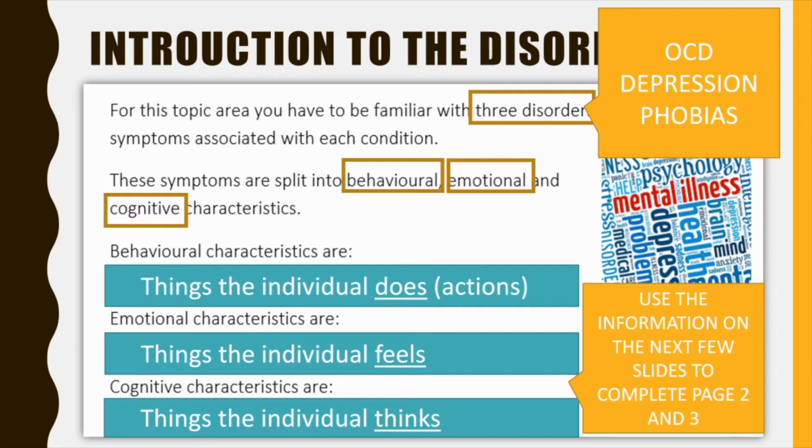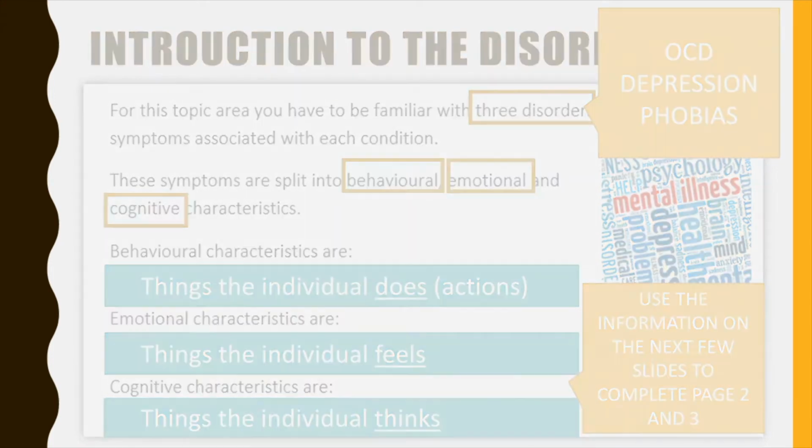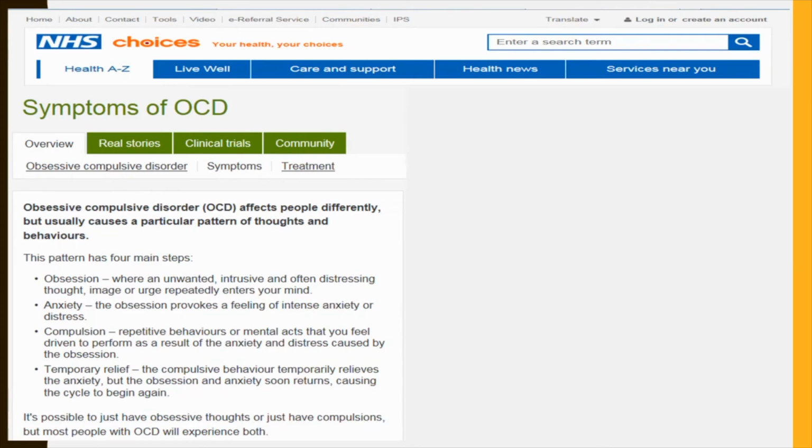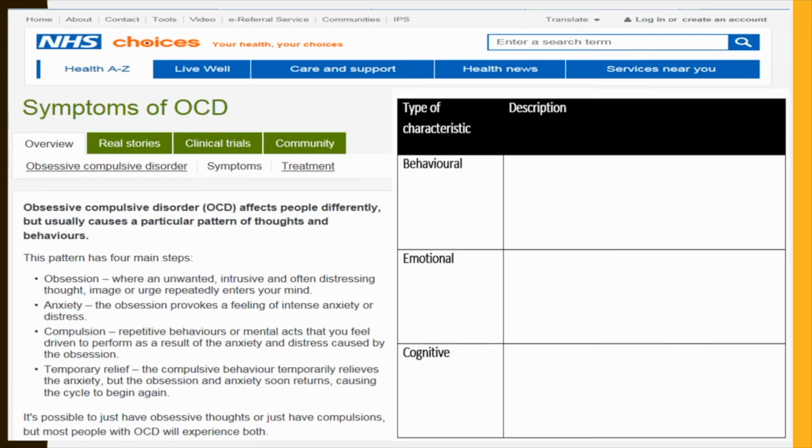What we're going to do now is we're going to work our way through OCD, depression and phobias, and you need to use this information that I'm presenting to you in the next few slides to fill in each of those little boxes. So for each one we've got behavioural, emotional and cognitive symptoms. So the first one that we're going to start with, because we're corresponding with the booklet, is OCD, okay? And we need to obviously know what the behavioural, emotional and cognitive symptoms are of this particular disorder.